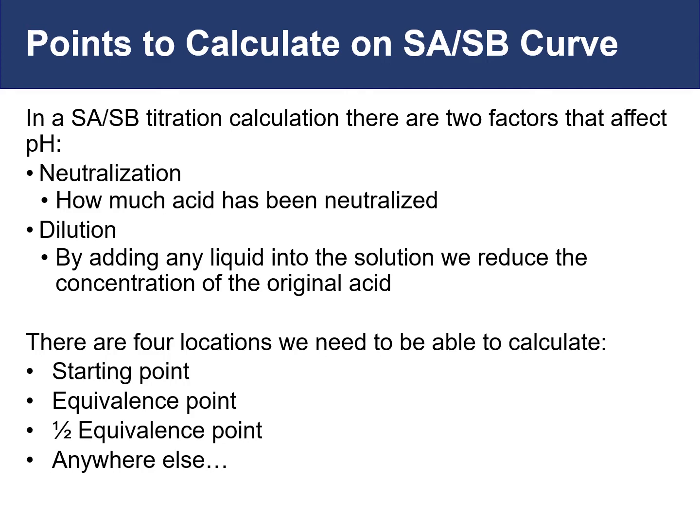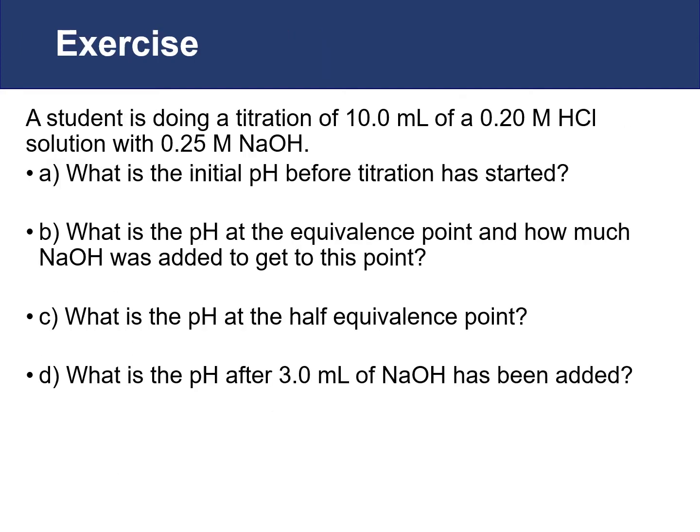So for that, you need to figure out how much base have you added. Has it neutralized all the acid? If so, then how much extra base do you have? Or if you've added less base than acid, how much base have you added? How much acid did that neutralize? And then you need to take into account dilution. So to show some of how you do these calculations, we're going to look at the following example.